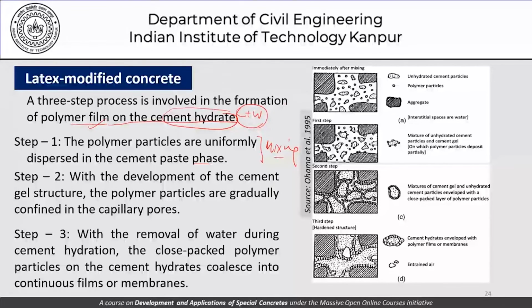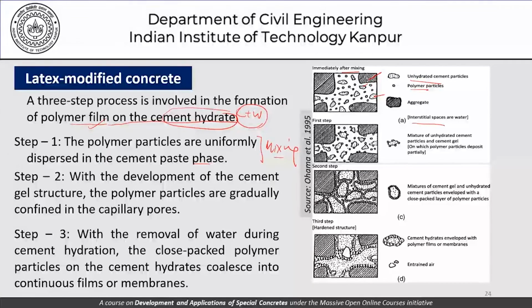So this process is diagrammatically shown here, that immediately after mixing, we have unhydrated cement particles also, which are shown here, along with the aggregates, of course. We have polymer particles here. In the first step, the interstitial spaces are water, mixture of unhydrated cement particles in the cement gel, on which the polymer particles deposit partially. That is what is shown here, and is shown here as a matter of fact.